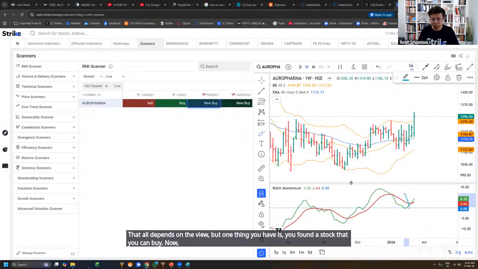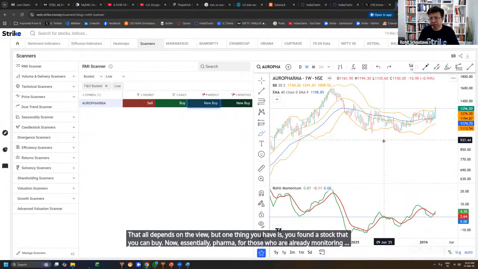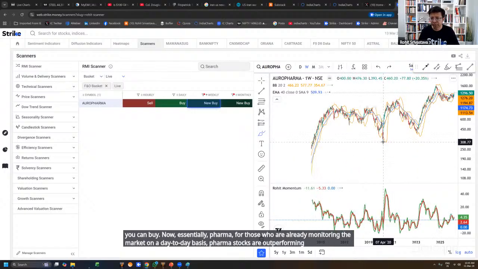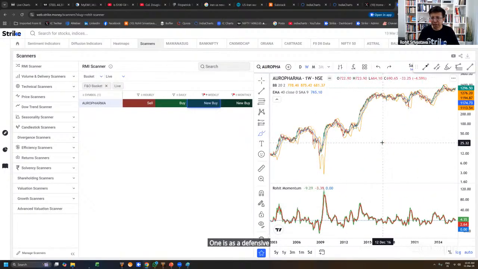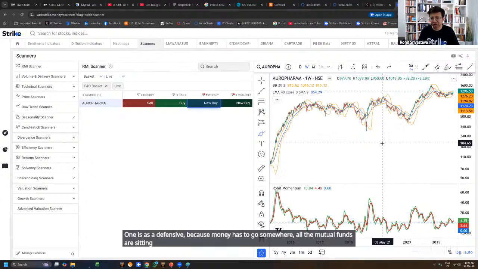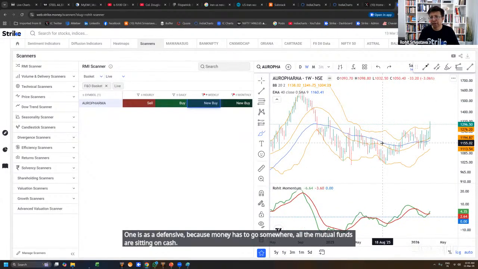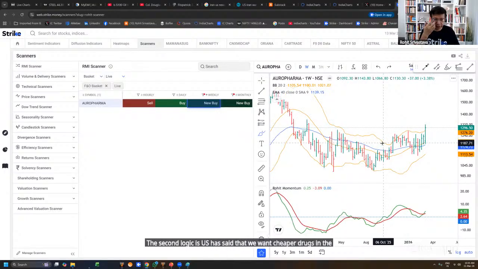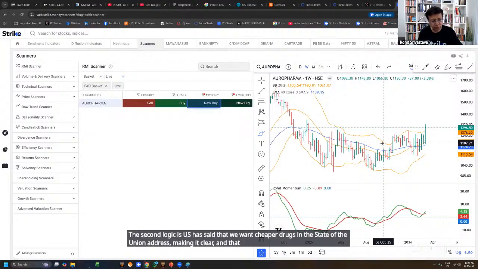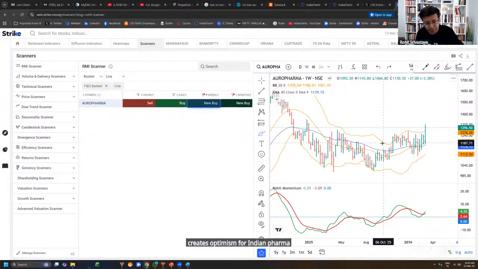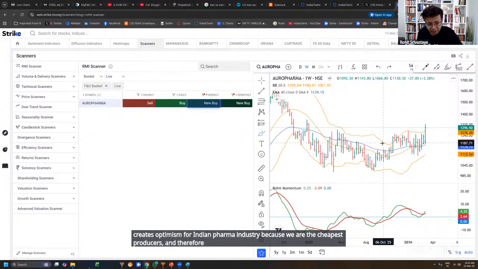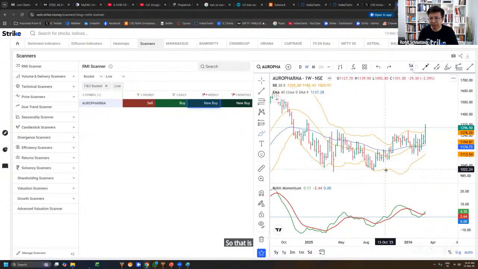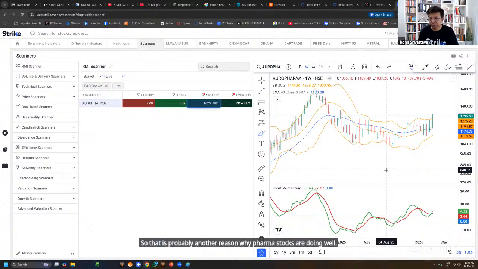Now, essentially, for those who are already monitoring the market on a day-to-day basis, pharma stocks are outperforming right now. One is as a defensive because money has to go somewhere. All the mutual funds are sitting on cash. Even FMCG is getting beaten down, so pharma. The second logic is the US has said in the State of the Union address that we want cheaper drugs, making it clear, and that creates optimism for the Indian pharma industry because we are the cheapest producers, and therefore generic drugs remain in focus. So that is probably another reason why pharma stocks are doing well in what looks like a very bad market.